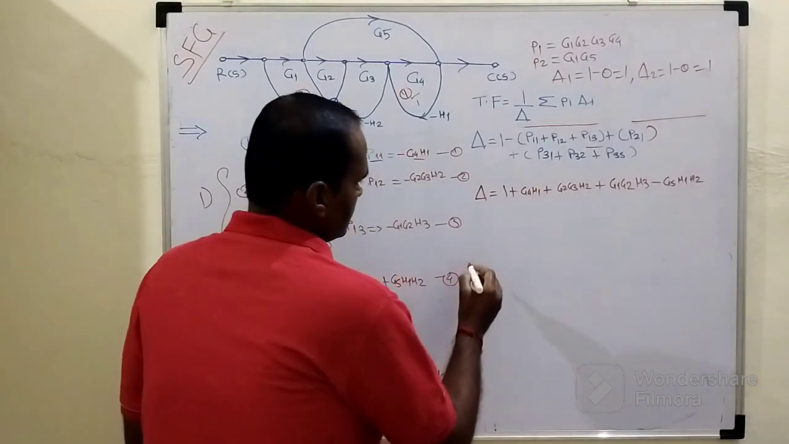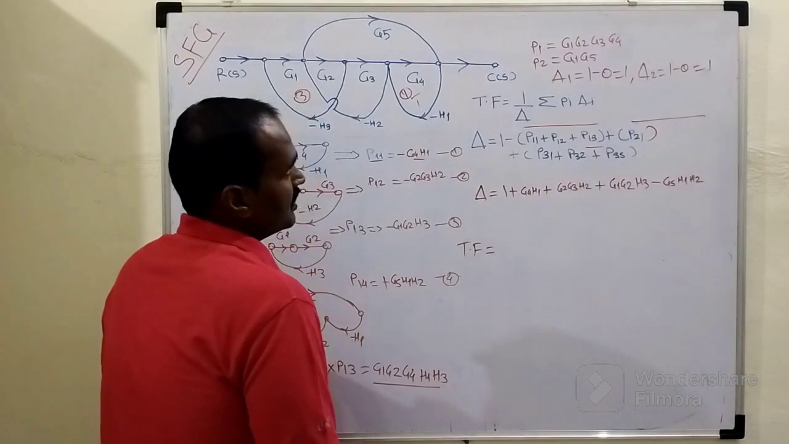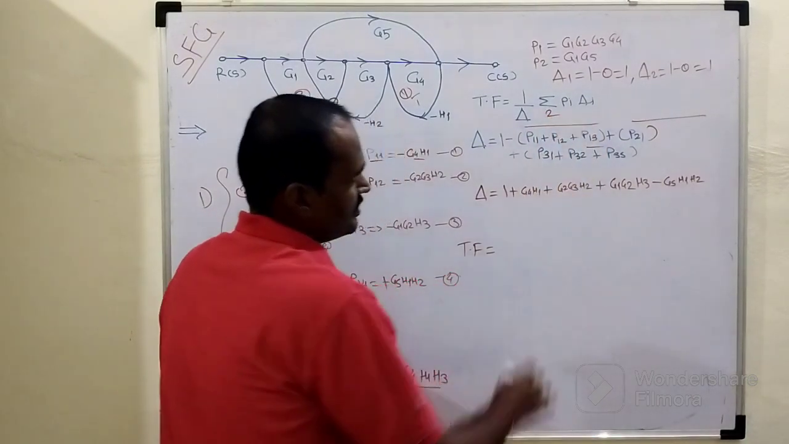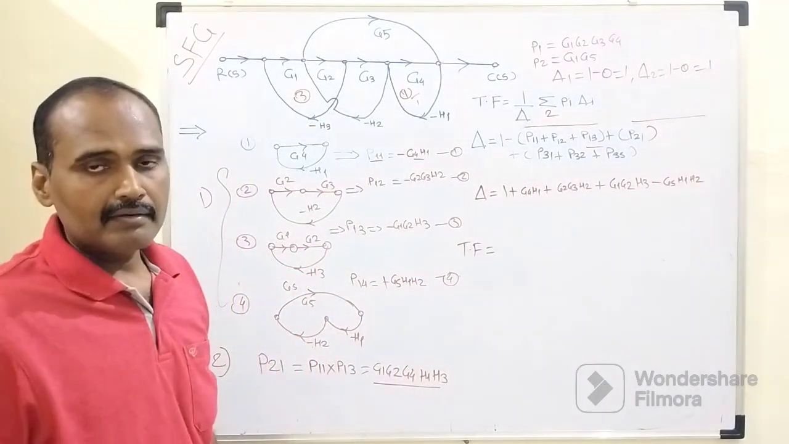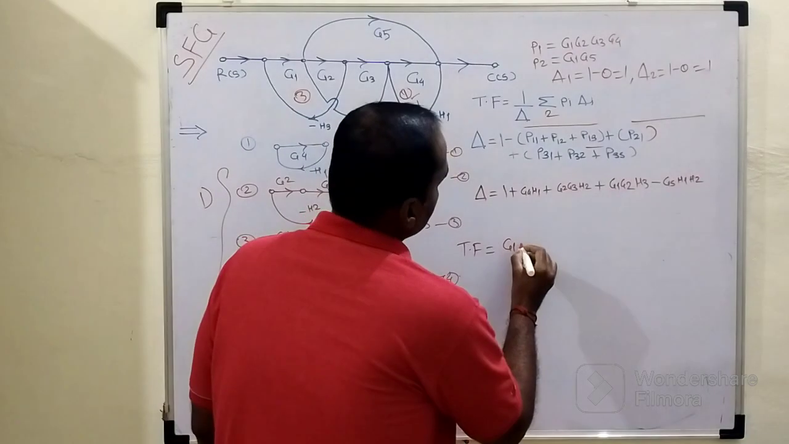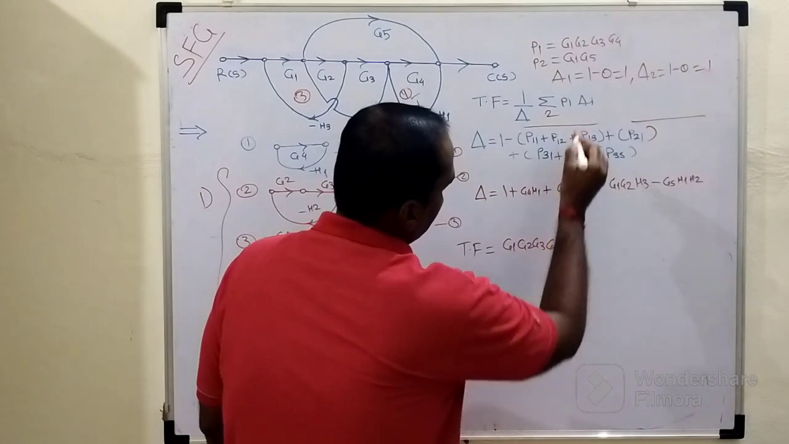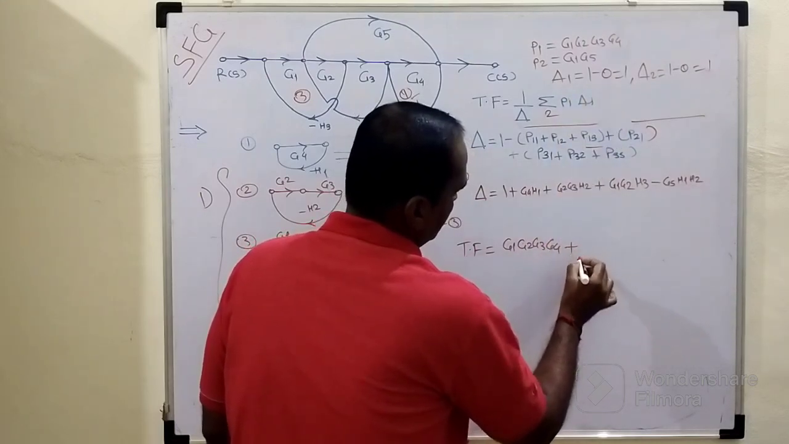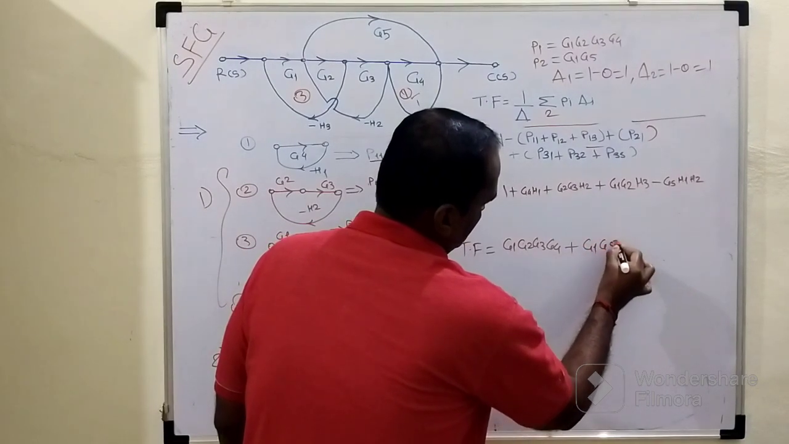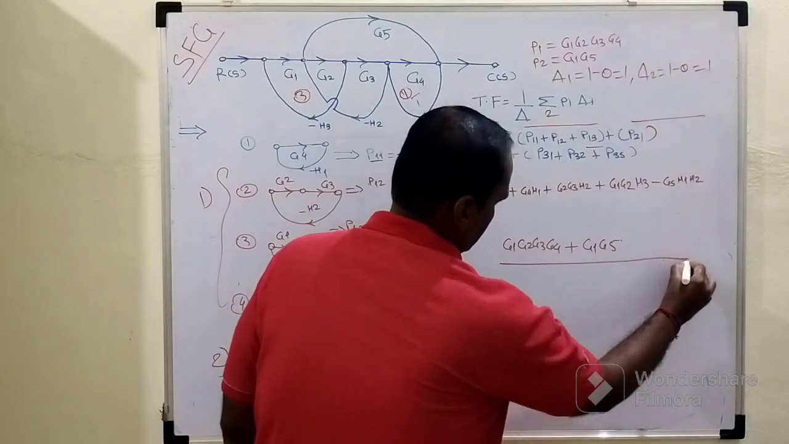So according to our Mason's gain formula, the transfer function becomes the summation of Pi into delta i. For how many times will this summation get iterated? Here we are having 2 forward paths, so P1 is G1, G2, G3 into G4 into delta 1. Delta 1 equals 1, so no need to write plus. P2 is G1 into G5. This will be the numerator of this transfer function, right?